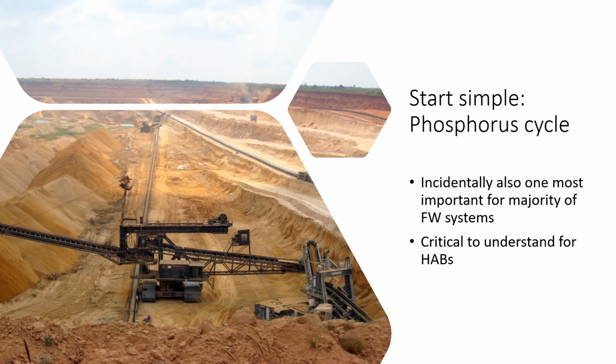Phosphorus cycle is a relatively simple cycle, and therefore it's easier to understand. It incidentally is also one of the most important nutrients that is limiting in freshwater systems. So if you are asked what nutrient is limiting in freshwater systems, you should always default to assume it's phosphorus until you have more evidence that it is not. And it is really critical to understand phosphorus limitation in view of things like harmful algal blooms, which are becoming major problems in and around the world.